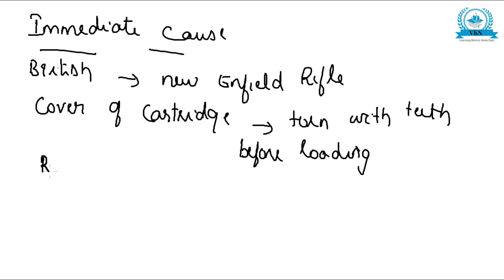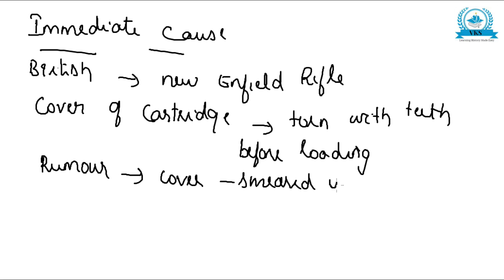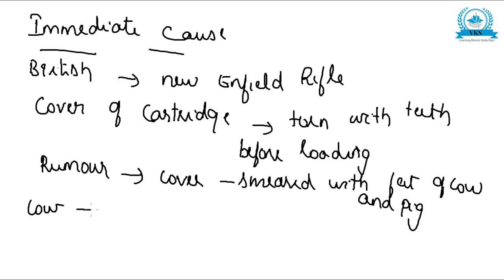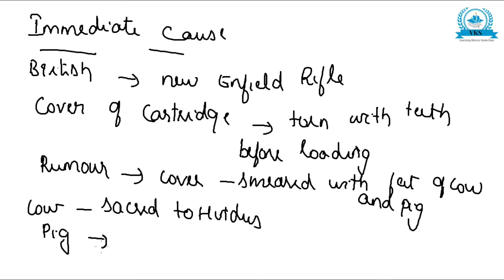And during this time, a rumor spread that the cover of the cartridge was smeared with the fat of cow and pig. Now considering the religious beliefs, cow was a sacred animal to Hindus, and pig was prohibited for Muslims.